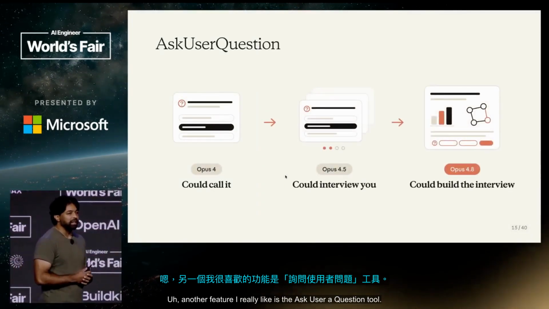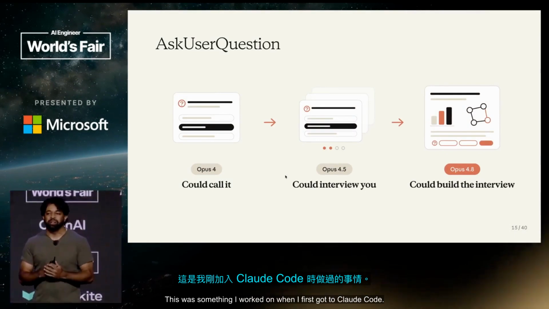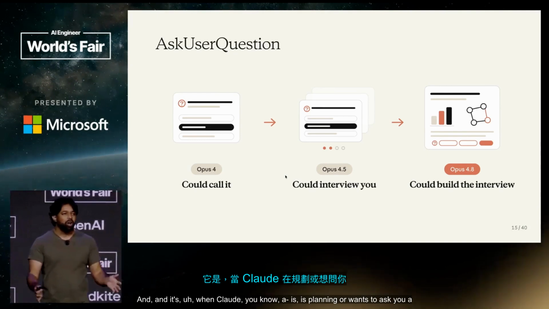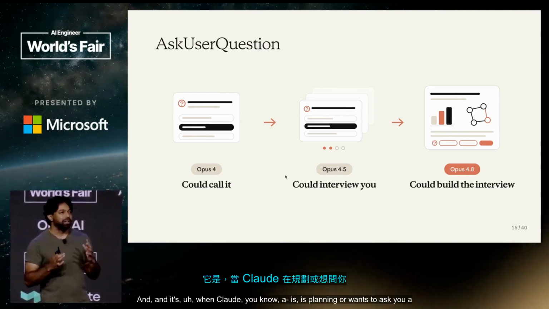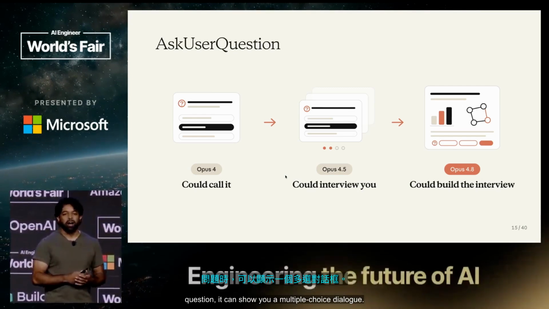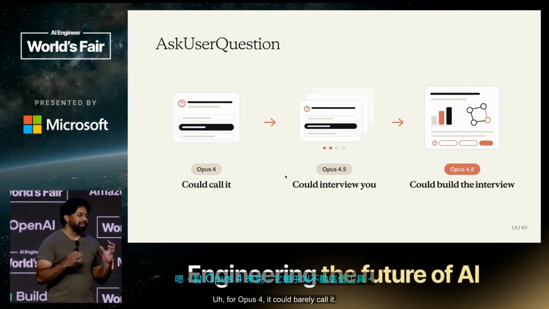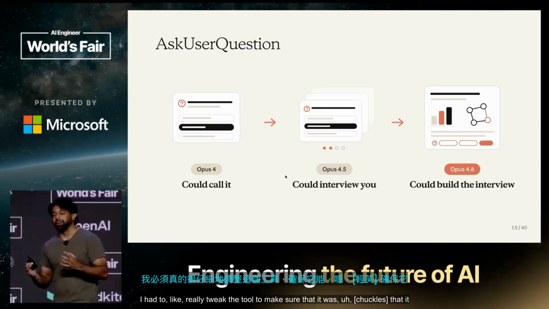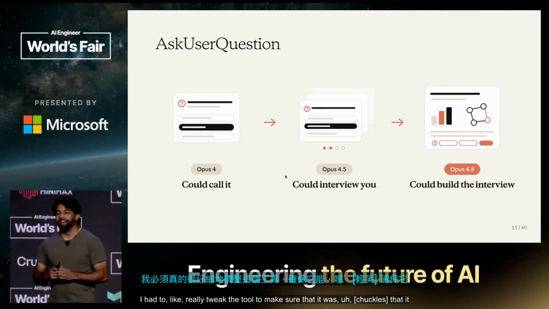Another feature I really like is the Ask User Question tool. This was something I worked on when I first got to Claude Code. And it's when Claude is planning or wants to ask you a question, it can show you a multiple choice dialogue. For Opus 4, it could barely call it. I had to really tweak the tool to make sure that it would work, right?